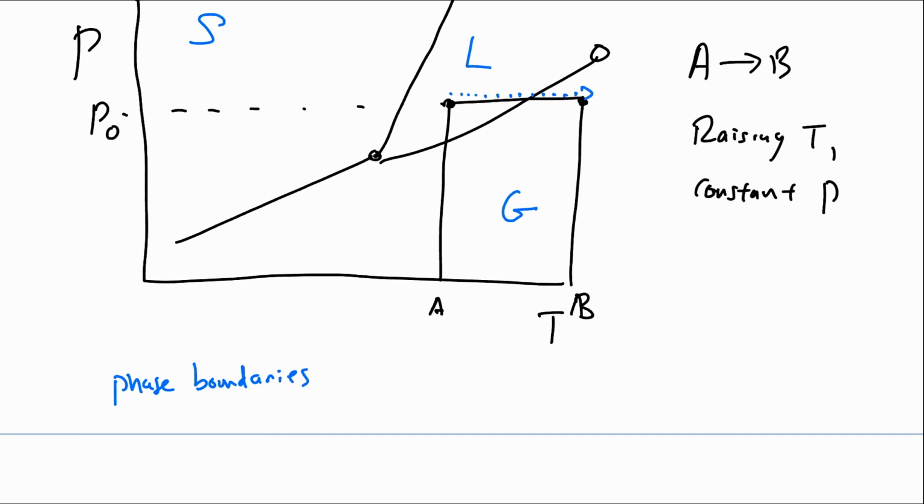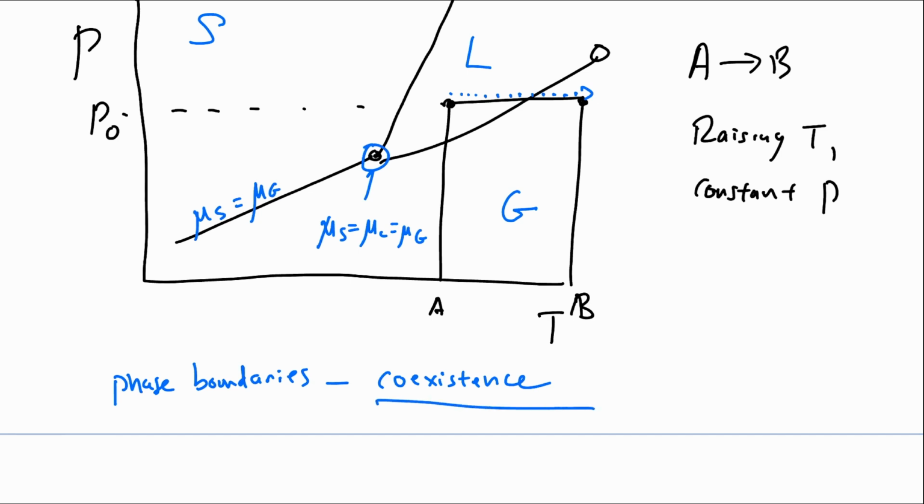Now this is where sociology and anthropology and politics differ from science. Along the phase boundaries, we have coexistence, which means that here mu solid is equal to mu gas, et cetera, right? And at this point, mu solid equals mu liquid equals mu gas. So there's the triple point, the critical point, and the phase boundaries, which are coexistence curves, coexistence lines.